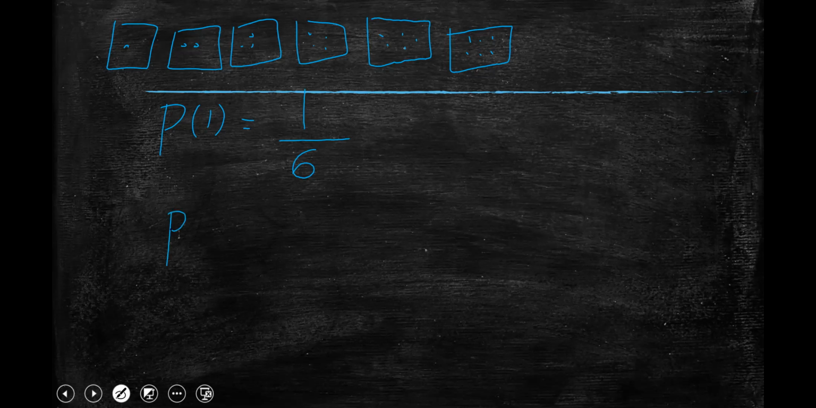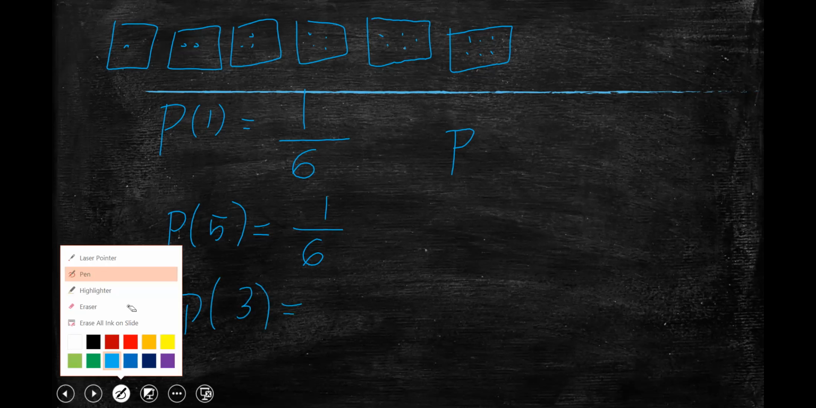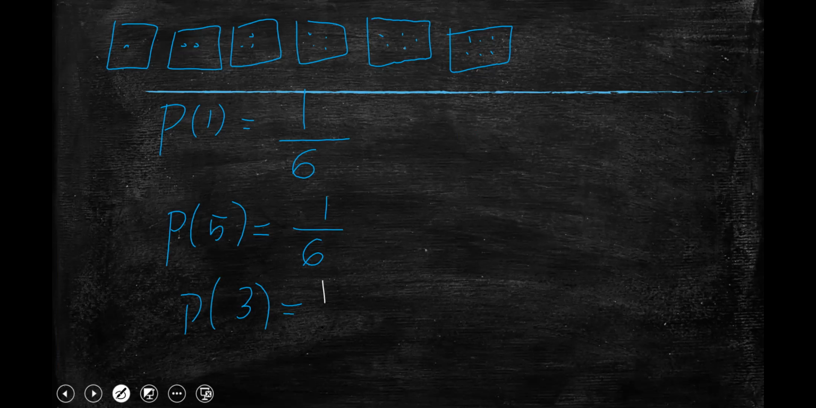Probability of getting 5. How many 5s here in the dice? 1. Over 6 possible outcomes. What is the probability of getting number 3 as an example? Also 1/6, since I have only 1, so I will say 1/6.